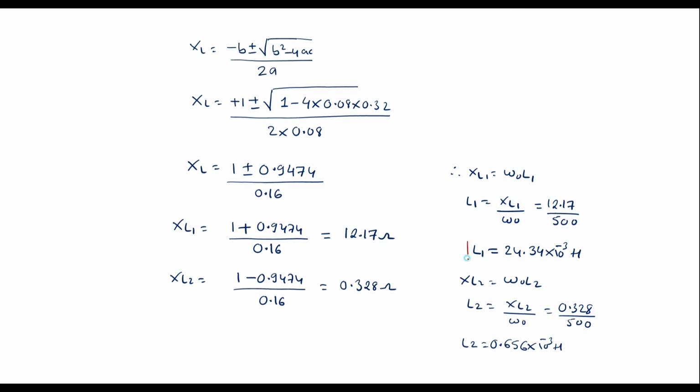So therefore L1 is 24.34 millihenry and L2 is 0.656 millihenry.